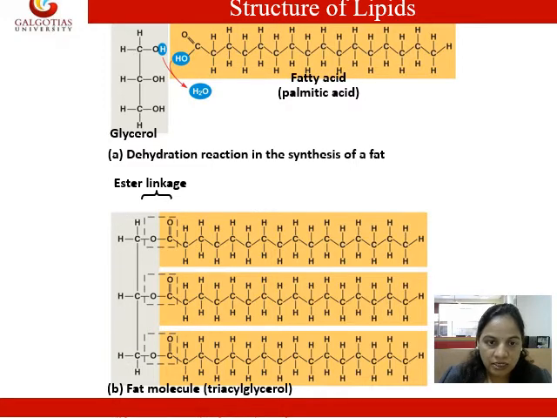So this is the ester linkage with one chain of fatty acid. This is another ester linkage with another fatty acid chain, and the third ester linkage with the third fatty acid chain. So this is called triacylglycerol. So this is the category of lipid I have taken, and how it can be derived or synthesized. A fat molecule, which is triacylglycerol, can be prepared by the dehydration reaction in the synthesis of fat.